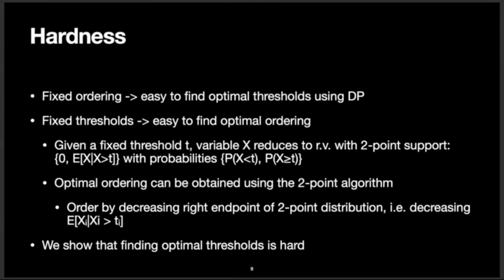And because we know how to order 2-point distributions, we can actually order these random variables. And here, because all the left endpoints are the same, they're at 0, the order is just by decreasing right endpoint of this new 2-point distribution, which here is decreasing conditional expectation. So basically, we show that instead of trying to find the optimal ordering, we can try to find the optimal thresholds instead. And we show that finding the optimal thresholds is a hard problem.